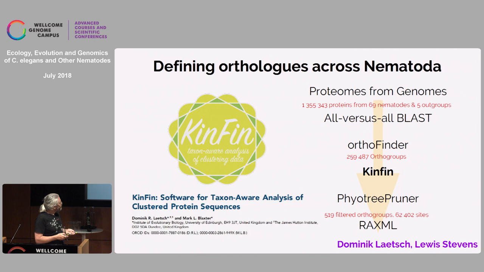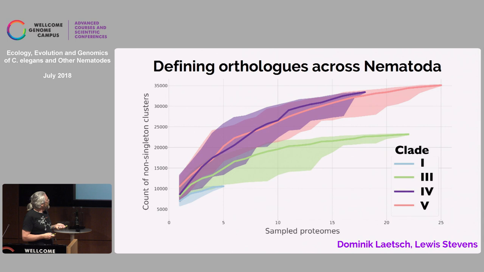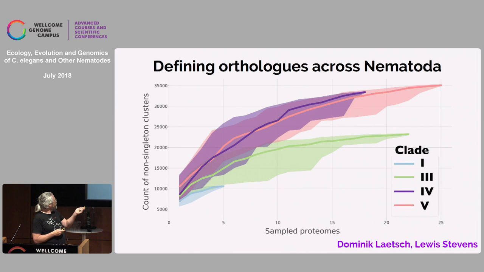Some other data come out of KinFin, which I find really surprising. So this is a collector's curve of proteins from different groups of nematodes, where we basically start with one species, add the next one, work out how many new gene families we have, add the next one, work out how many new gene families we have. And so we end up with a curve that describes the clade. And this envelope around the curve is randomizing addition order.